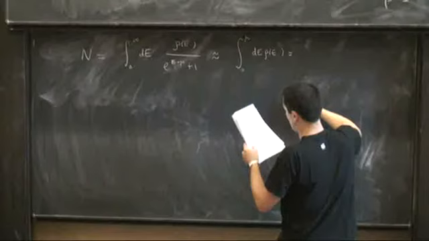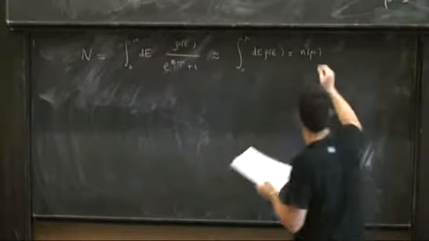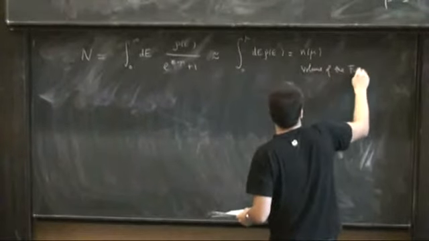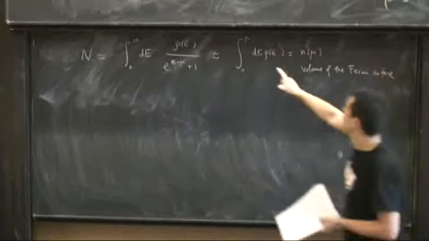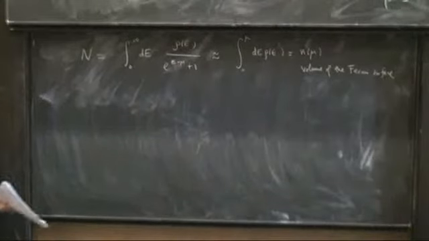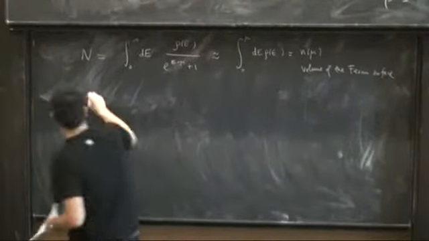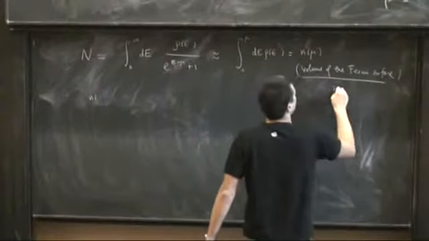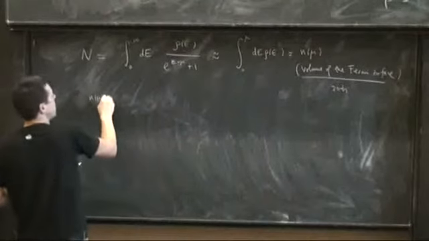And this is just the volume of the Fermi surface. So, as we will see, this is actually a good approximation at large n. Now, n of mu is actually the volume of the Fermi surface divided by 2 pi h bar. So it's the volume of phase space divided by 2 pi h bar. This is the standard calculation that we do.